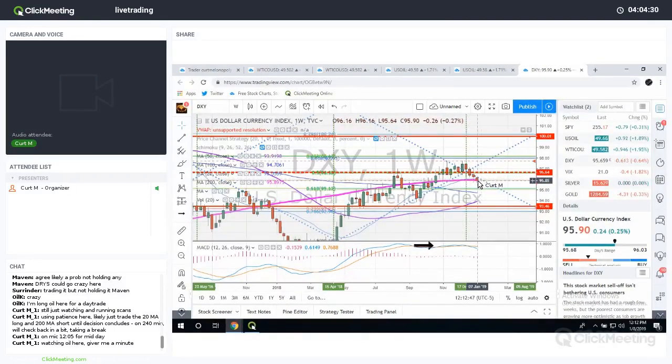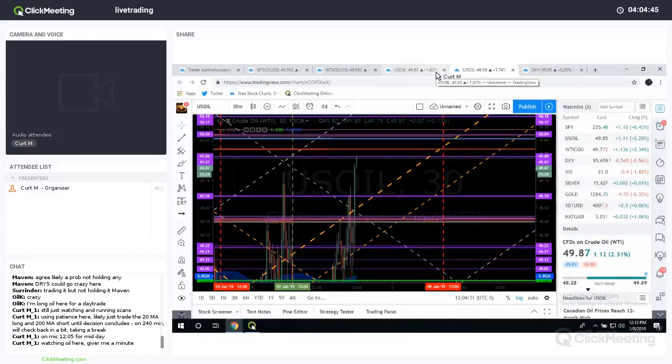The dollar is pressing up against this downward sloping trend line and the 200 MA on the weekly. That's the structure we're watching. We're hoping for it to fail. We'll see if it does. And while that's happening, oil.